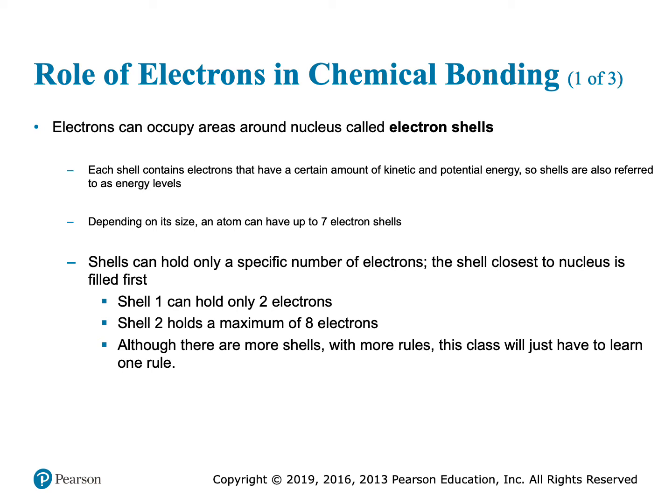Here's the shell thing. I told you that the first shell can hold 2. And then the next shells, for the purposes of this class, they all want 8. Well, what if we only have 7? 7 is an easy setup because we only need 1 electron to finish that shell. But how are we going to do that? We're going to do that by some kind of bond. Okay?